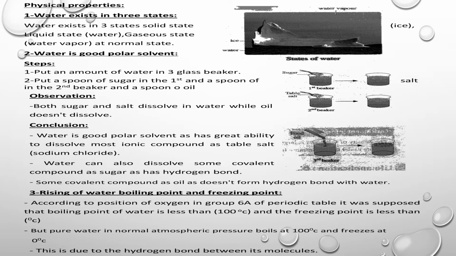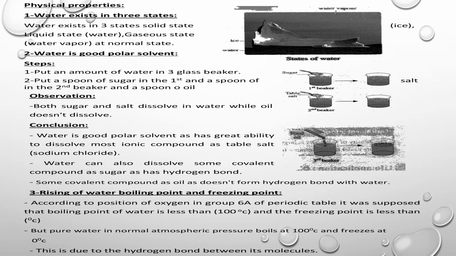So we have two important questions. Give reason: sugar and salt dissolve in water. The answer, because they can form hydrogen bonds with water. Why? Give reason: oil can't dissolve in water. The answer, because it can't form hydrogen bonds with water.